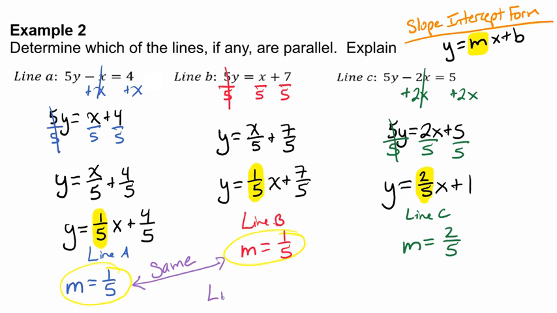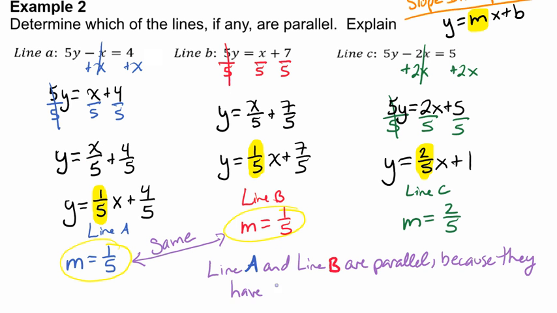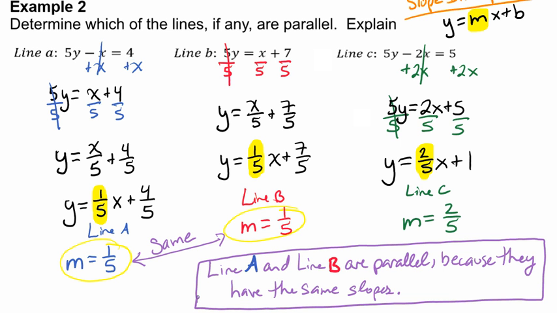line A and line B are parallel, and it asks us to explain. So because they have the same slopes, we have our answer, and we're finished. So we can determine if lines are parallel by finding their slopes and then comparing them.